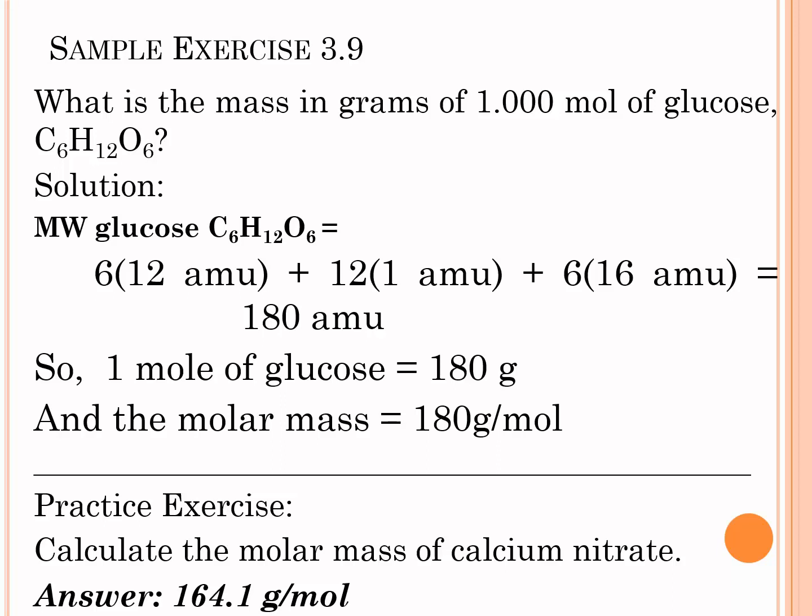So from now on, don't worry about AMU, just know that the unit of molecular weight is gram per mole instead of using AMU. And again here you could practice this exercise, calculate the molar mass of calcium nitrate, and then you can check your answer. Thank you. End of part 1.